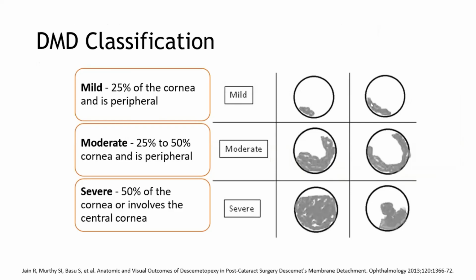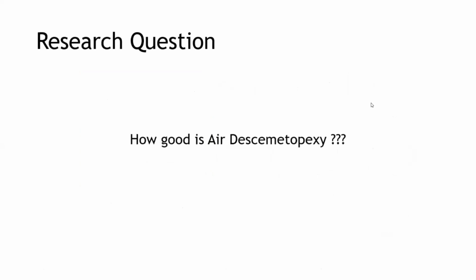Now, with this basis, we want to know how successful air descemetopexy is. This is our research question: what is the success rate and what are the complications of air descemetopexy? The first step is how you define success. Over to you now. Please answer me: how do you define the success of this particular treatment? Anybody want to try? Come on, you have the mic with you.